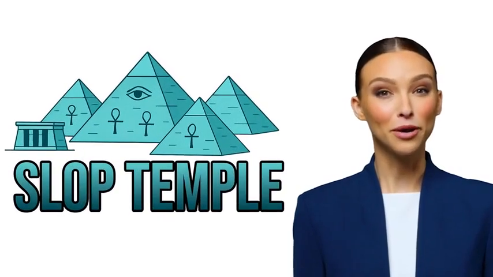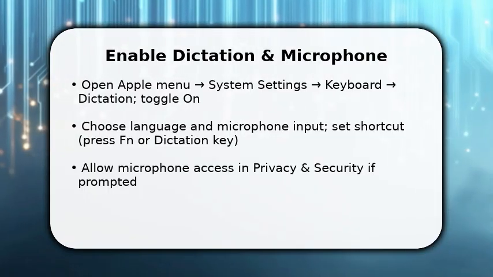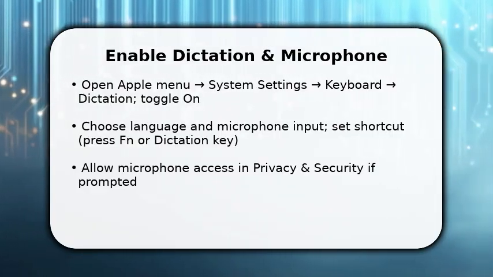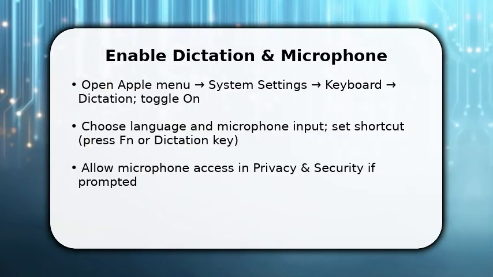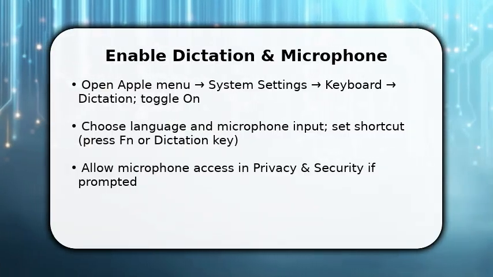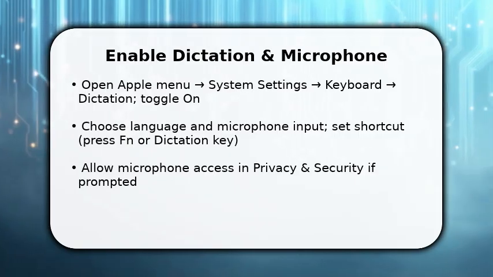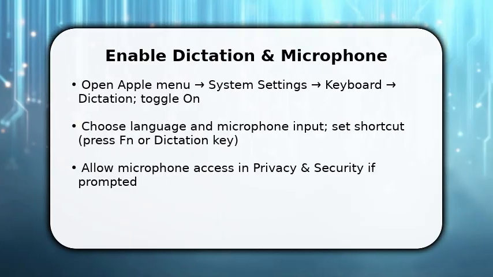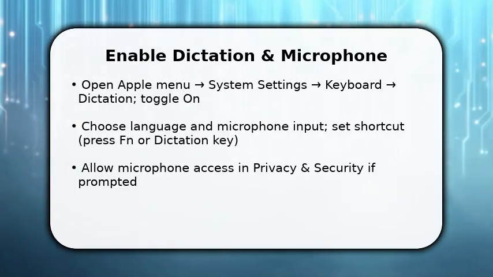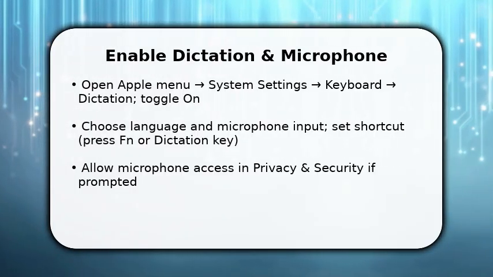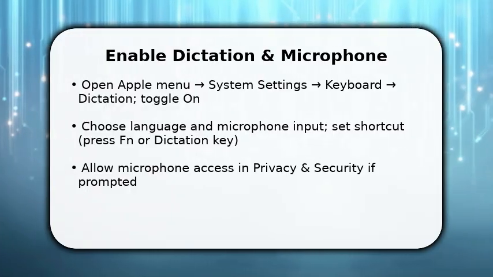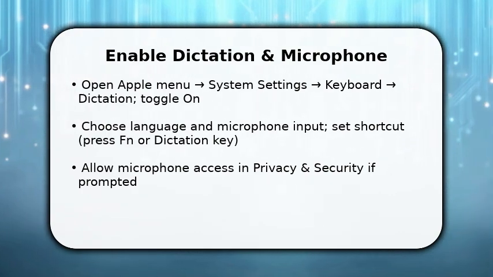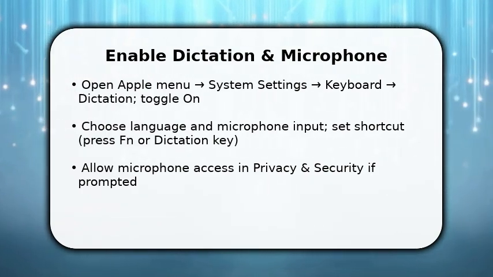We pray this video helps. You start by enabling dictation so the Mac can convert speech into text. Open System Settings, go to Keyboard, then Dictation, and toggle it on. Choose your preferred language and pick the built-in microphone or an external USB mic. Set a simple shortcut like pressing FN twice to start and stop. Make sure you allow microphone access in Privacy and Security if macOS asks. Once that's configured, you're ready to call up dictation inside any text field or document and begin speaking.